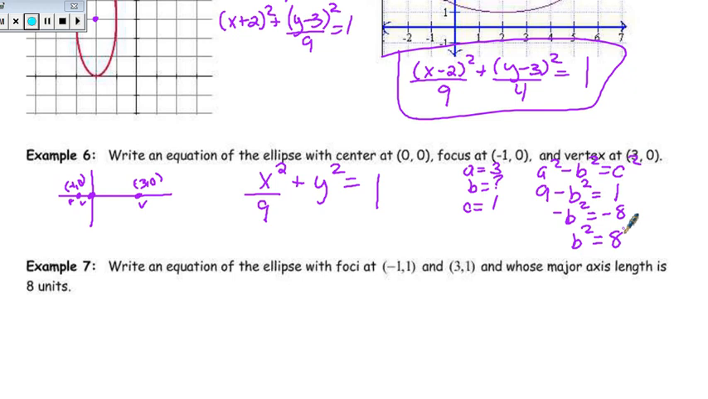I don't need the b value. I'm not graphing this thing. I really just need b squared for the formula. So this guy would be over 8, and that would be our equation there.